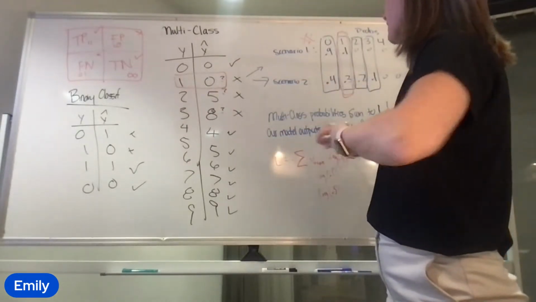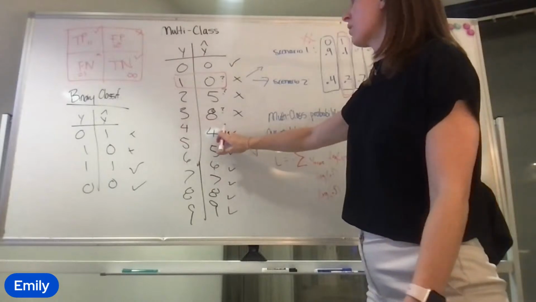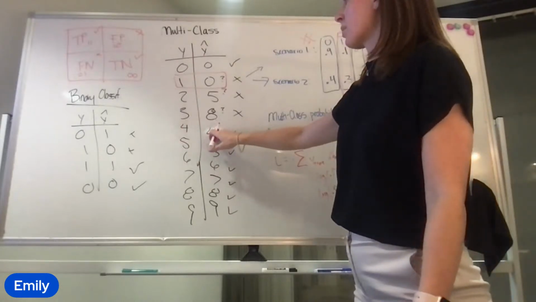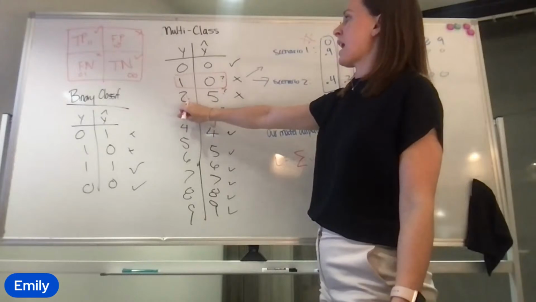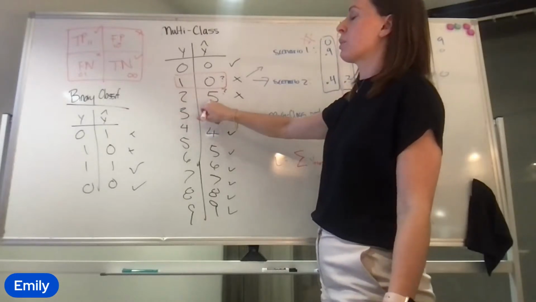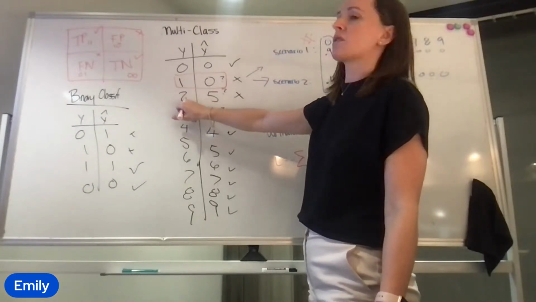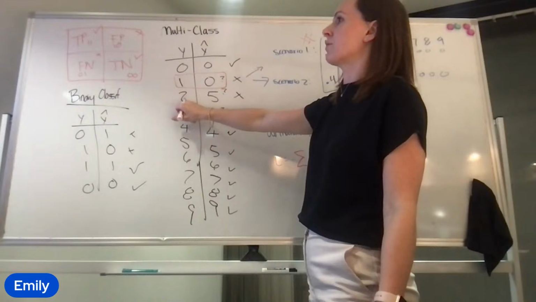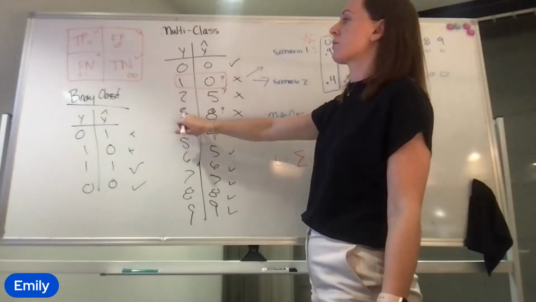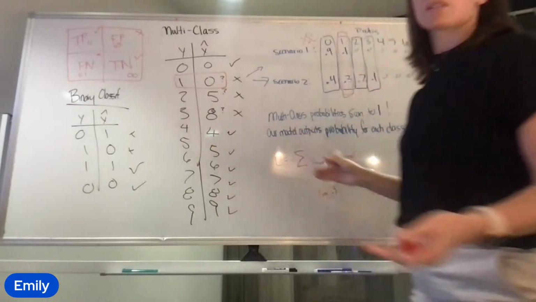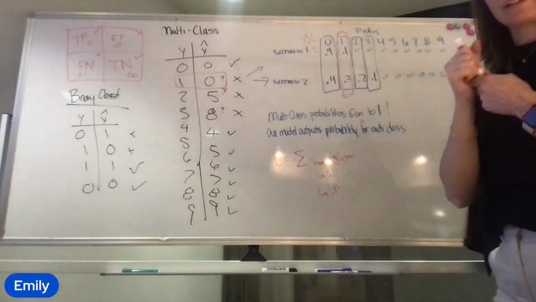So if we're looking at 4 and it predicted 4, we would look at what was the probability associated with that. For this one, where it was actually 2, but we predicted 5, we would look at what is the probability associated with the prediction for the value of 2. What is the probability associated with the prediction for the value of 3? Because our model outputs a probability for every class.